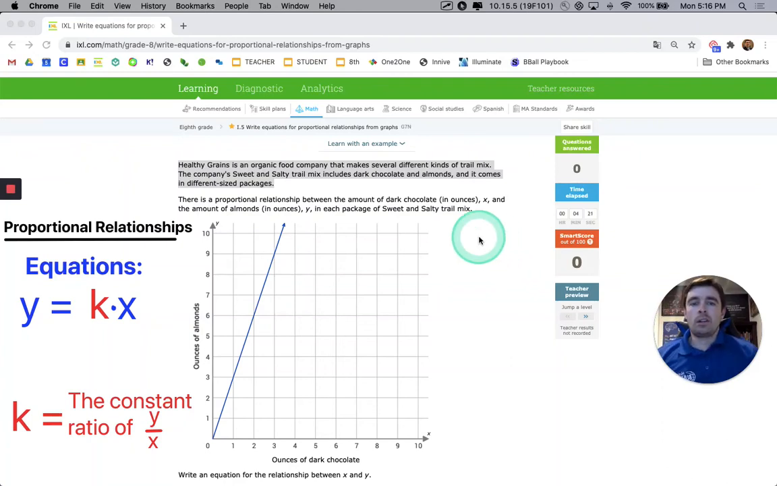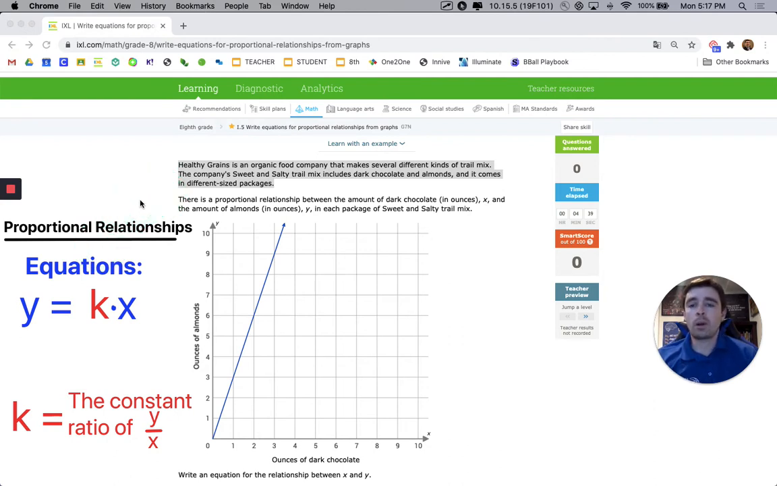Hello 8th graders. In this IXL video we're going to be taking a look at assignment I.5, which is called Write Equations for Proportional Relationships from Graphs. So as the title suggests, you're going to get graphs of a proportional relationship, like we see here, and your job is to write the equation that would match that graph.